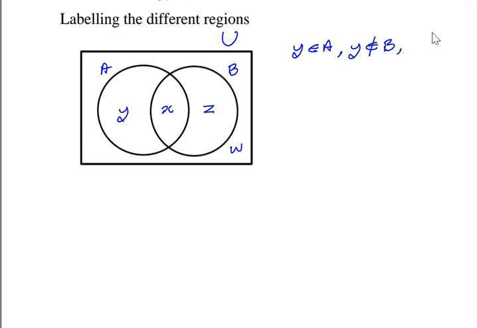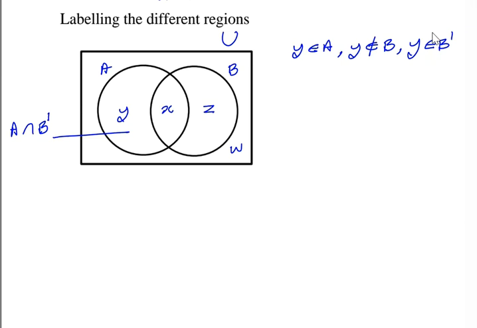Now, from the first video we learned that if an element is not in B, that element is automatically in B complement. So we could say that Y is an element of B complement. So Y is an element of both A and B complement. Therefore, Y is an element of A intersect B complement.